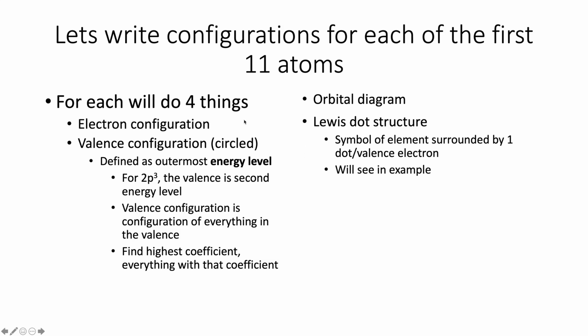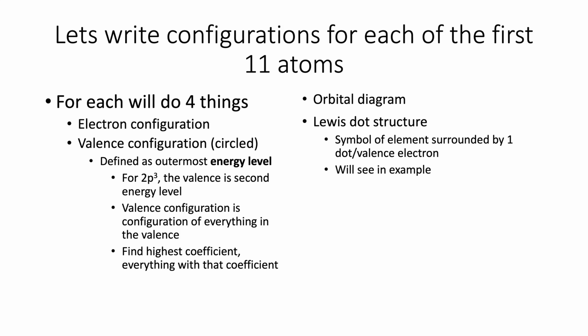Then I'll do an orbital diagram, and the orbital diagram is going to look like this with the arrows. And then we'll do a Lewis dot structure, which is just a shorthand, and we'll use that much later when we do molecular structure. But for now, it's a good place to introduce it. It's a symbol of the element surrounded by one dot per valence electron. And I'm going to go through just the first 11 atoms with examples of all of these things.